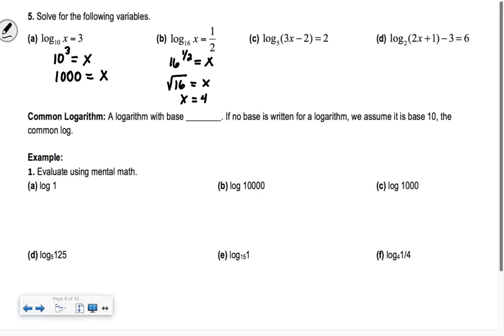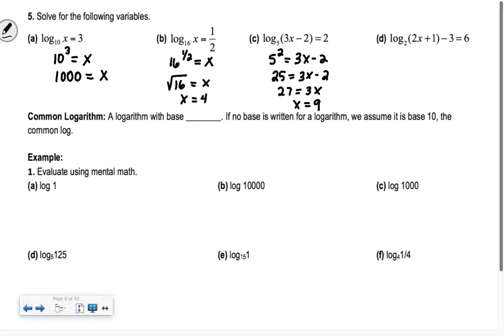All right, so the next one, log base 5 of 3x minus 2 equals 2. So switch forms. So we should have 5 to the 2 equals 3x minus 2. Chris? Yeah? Does it matter which order you put it in? So could you put it 3x minus 2 equals 5 to the 2? Yep. So 5 to the 2 is equal to 25. We add the 2 over and we get 27 equals 3x. So we get x equals 9. Done.